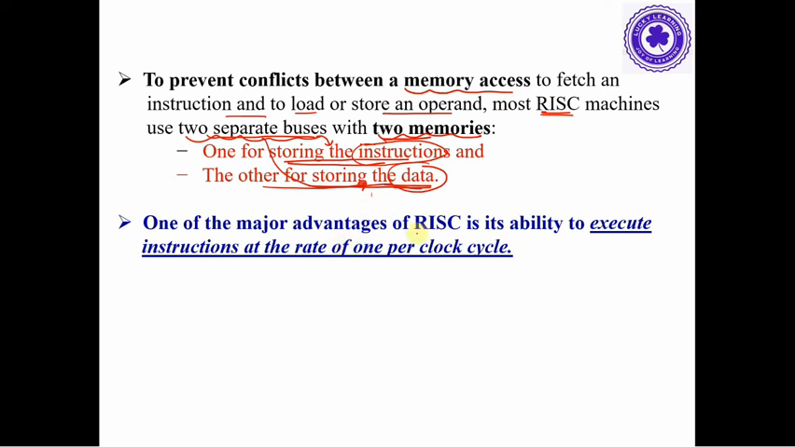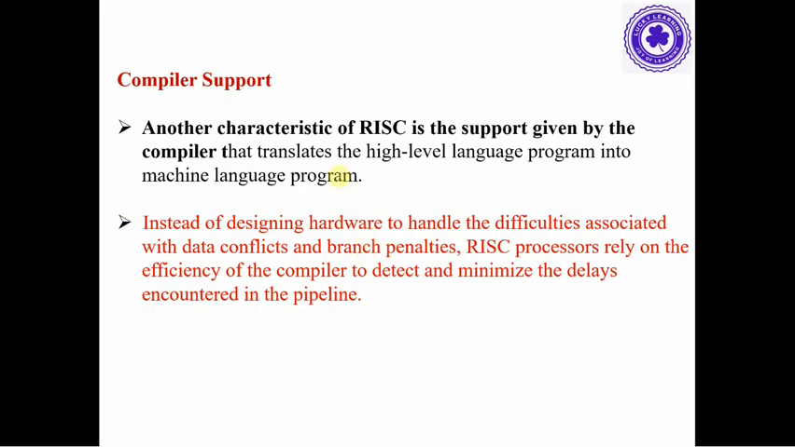And one of the major advantages of RISC is its ability to execute instructions at the rate of 1 per clock cycle. Moreover, RISC takes the help of the compiler. That is another characteristic of RISC, the support given by the compiler. And what is a compiler? It translates a high-level language program to machine language.